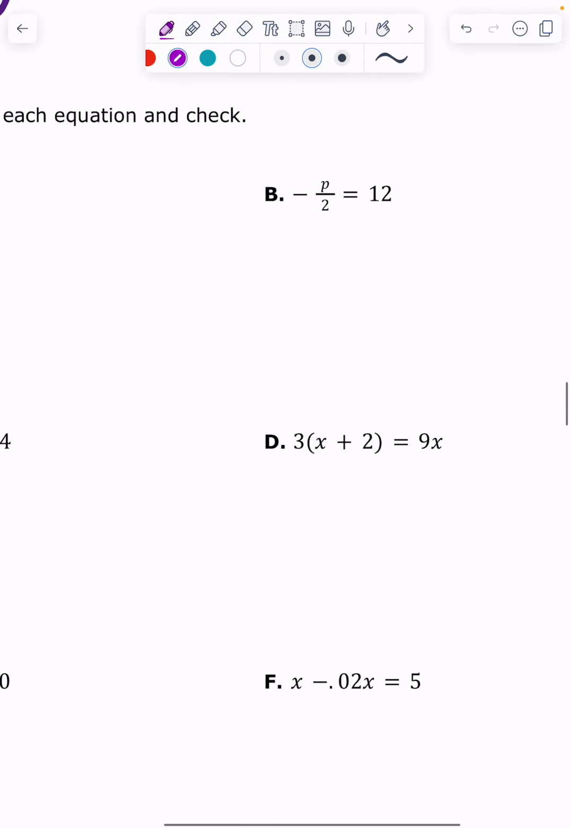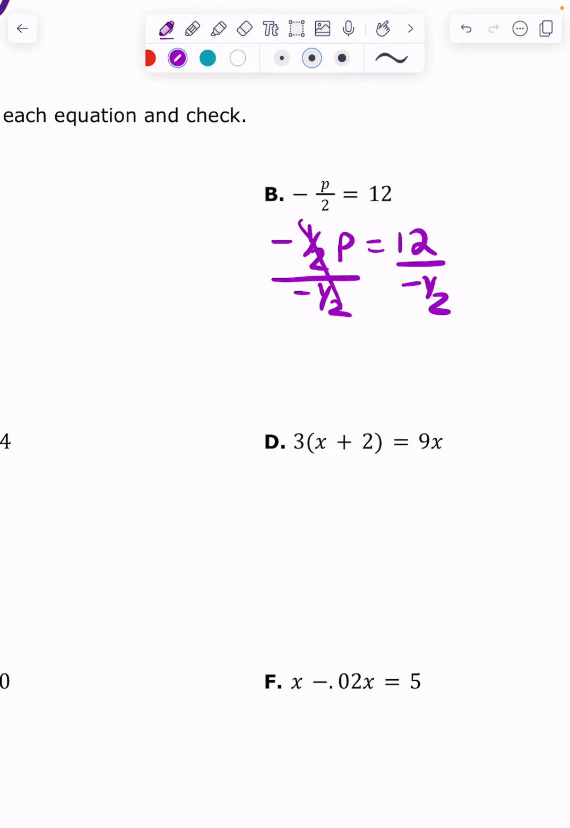B, here's one where you could multiply or divide. You could rewrite it as -1/2 p equals 1/12. Remember, we saw that in an earlier video, where if a variable is divided by a number, you can pull out the fraction and put it in front. And now I can see that I could divide both sides by -1/2. The -1/2 divided by -1/2 is just 1p. And then on the other side, I'm going to get -24.